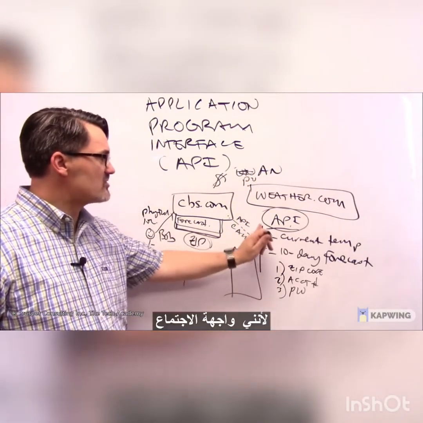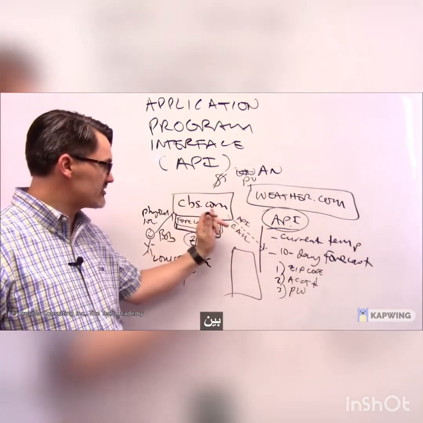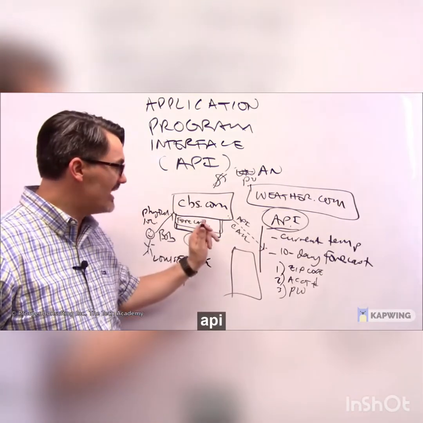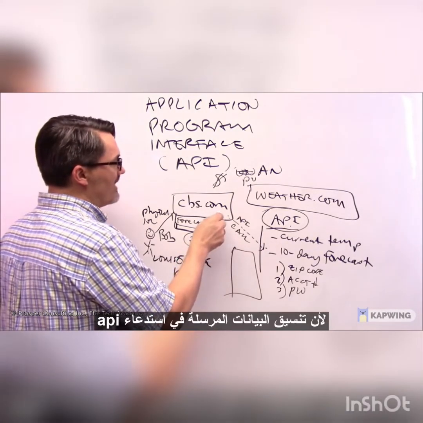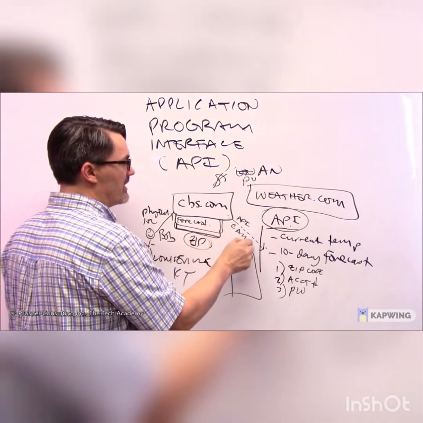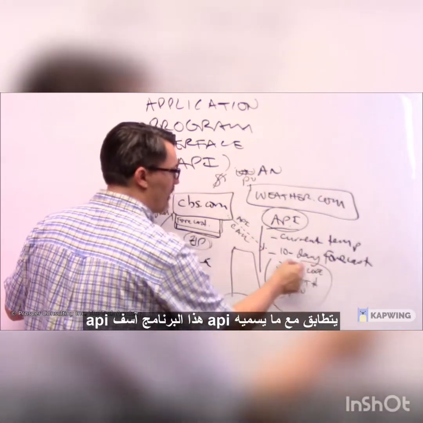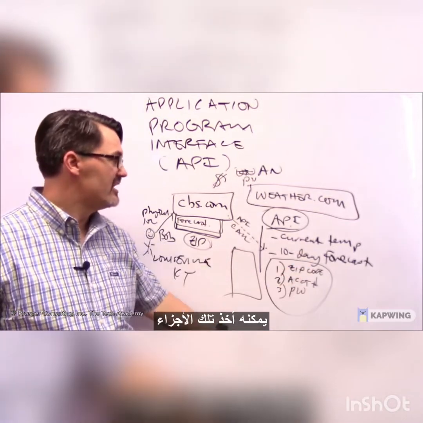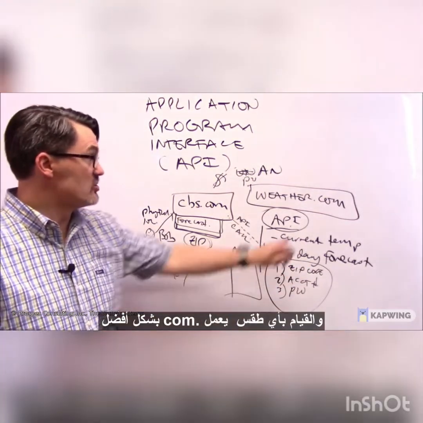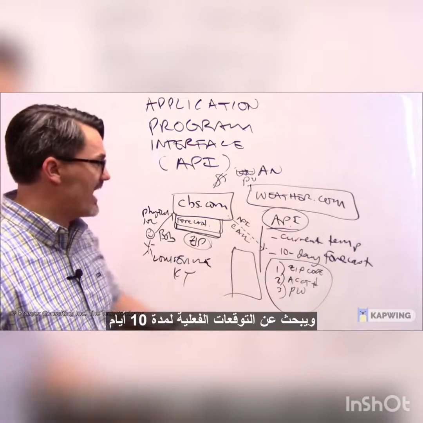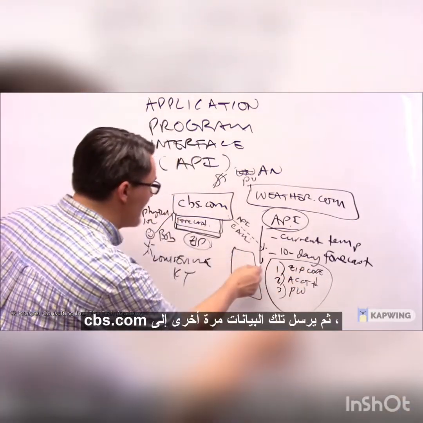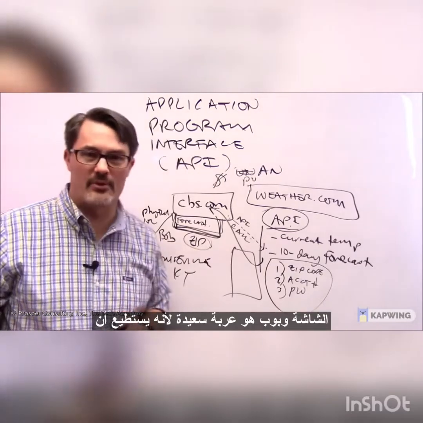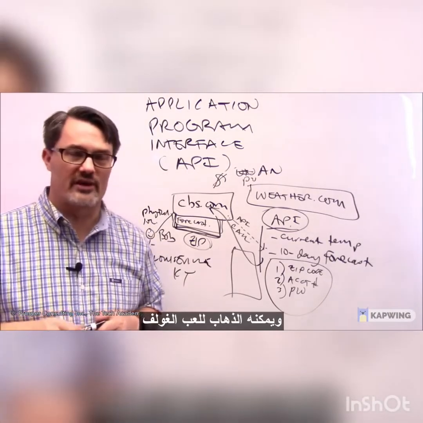Because the interface, the meeting between the requester and the API, CBS.com and the Weather.com API, because the format of the data sent in the API call matches what this API software needs, it can take those pieces of data and do what Weather.com does best and look up the actual 10-day forecast and then send that data back to CBS.com. It can put it on its screen, and Bob is a happy camper because he can see that it's not going to rain tomorrow and he can go golfing.